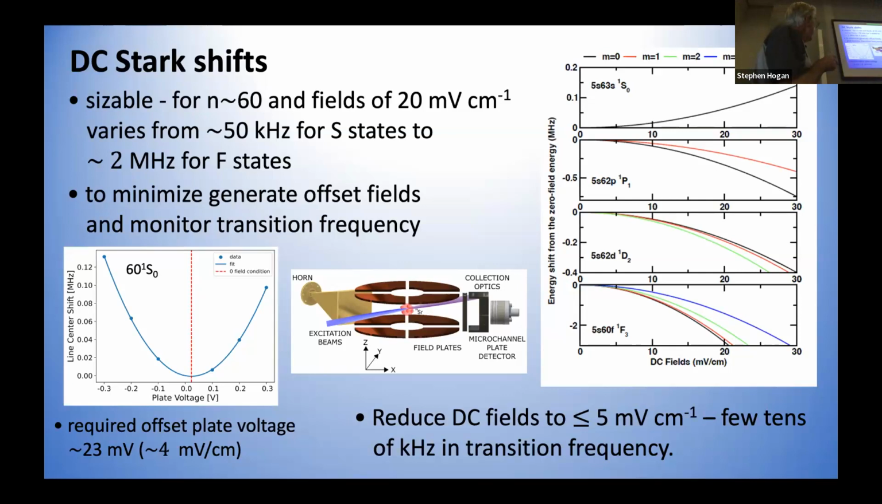And we do that in the following way. We take advantage of the system of electrodes we have around the cloud of atoms. And by applying offset potentials to these, we can generate known offset fields in the interaction region. Okay. And then we look at the line center shift as a function of the differential plate voltage that we're applying to establish electric fields in certain directions.